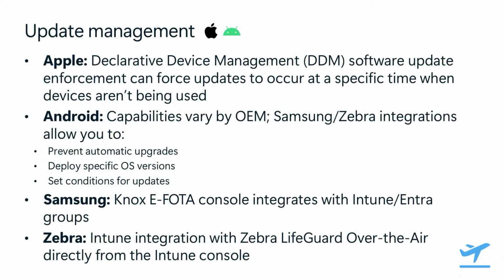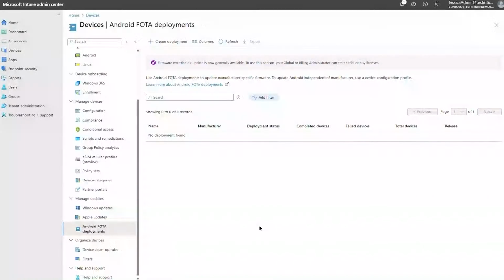In the Samsung case, you'll need to go to the Knox E-FOTA console that integrates directly with Intune and Entra groups. For Zebra devices, you can use the integration that exists directly in the Intune console. Now let's look at a demo in our Intune console of Android FOTA deployments.